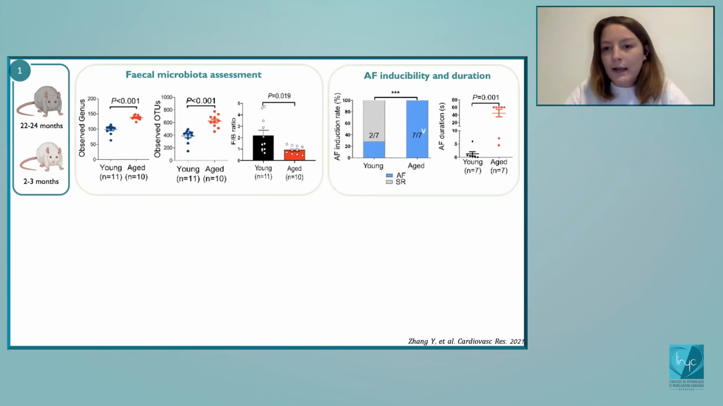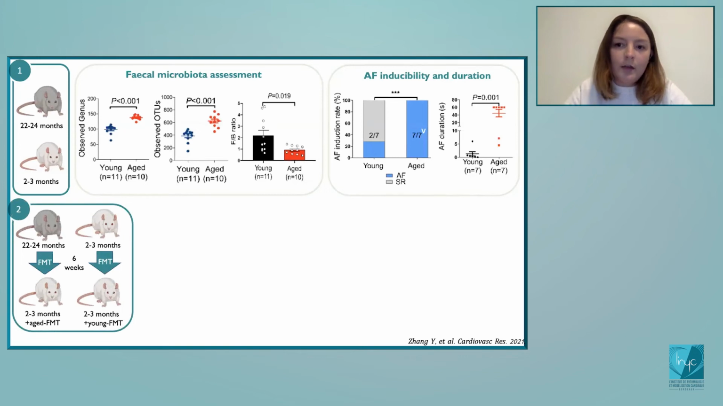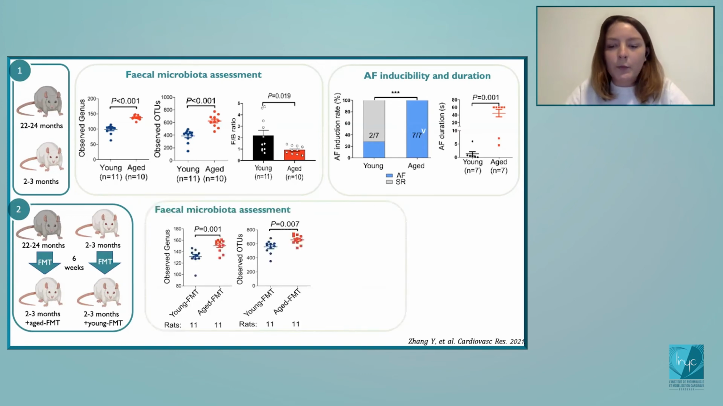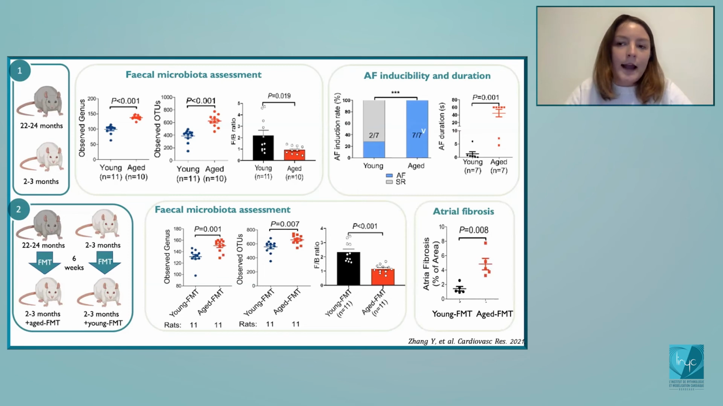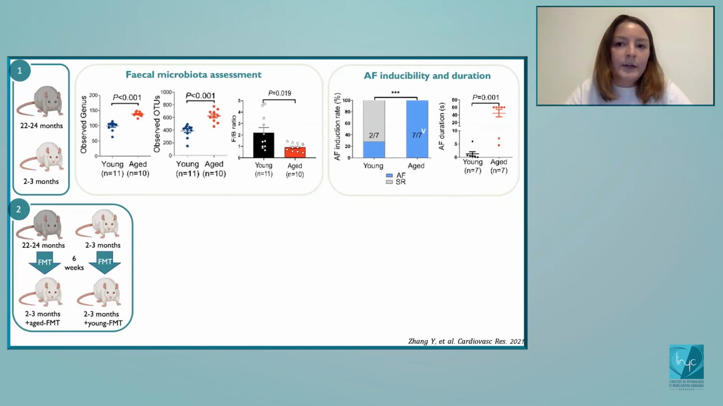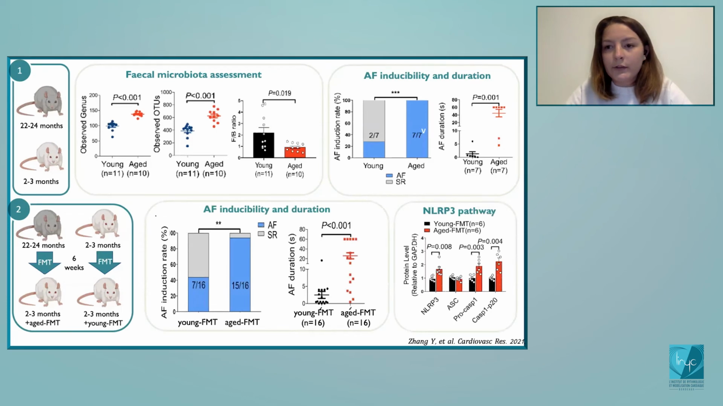To investigate the role of the gut microbiota in age-related atrial fibrillation, the authors performed fecal microbiota transplantation from aged rats to young rats, and from young rats to themselves, for 6 weeks. The changes in the microbiota were transplanted by the aged microbiota to the recipients and successfully changed the gut microbial ecology of young rats. The ratio of Firmicutes to Bacteroides was also decreased in the aged microbiota recipient rats. The aged microbiota recipient rats had marked atrial fibrosis and higher inducibility and longer atrial fibrillation duration. Moreover, the inflammasome components were upregulated.